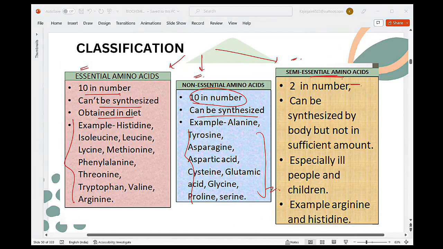They can be synthesized in the body, but not in a sufficient amount, specifically in ill people and children, or very young people like 4 to 5 years of age or maximum 10. That's the reason why it is advised to have a good diet when you are not well, and specifically for growing children, because their body requires a lot of inputs from outside for better development and growth. So these are the examples. Quickly go through this. Any doubt, any problem, ask me.